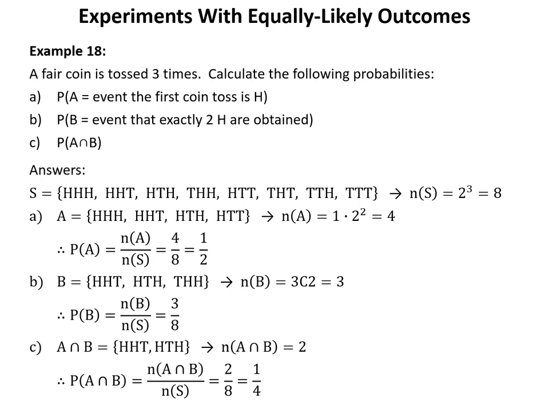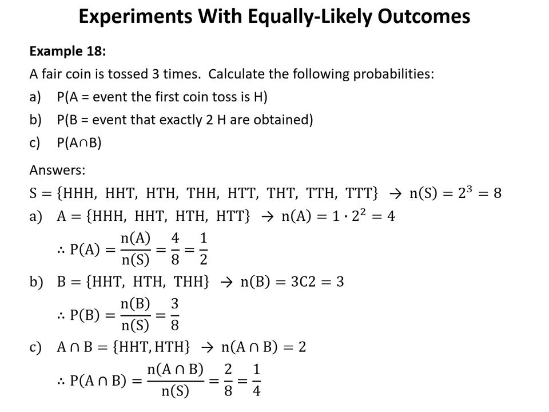In example 18, we toss a fair coin 3 times, and this time we're asked to calculate the following probabilities. In part A, we're looking for the probability of event A, which is the event that the first coin toss is heads. In B, we're looking for the probability of event B, which is the event that exactly 2 heads are obtained. And in part C, we're asked to find the probability of the intersection of events A and B.